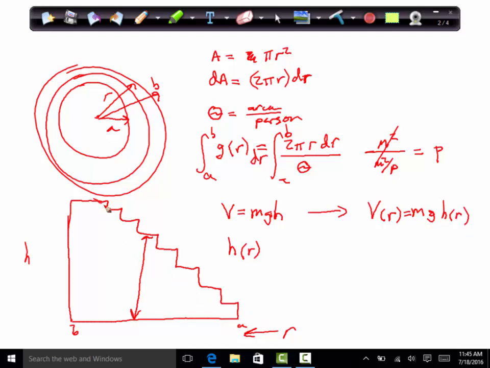So for simplicity's sake, let's just imagine that there's no discretization here. It's a large enough stadium that we can say the step height is very small. Like there's only 2 inches between each seat, let's say, and so then the height as a function of radius is just some constant times radius. So we're essentially saying there's a linear slope to the seats. So then our v of r function becomes mg times this constant c times r. Okay.